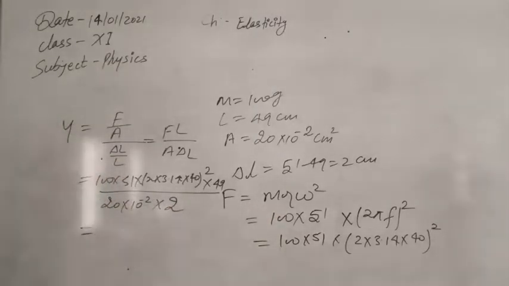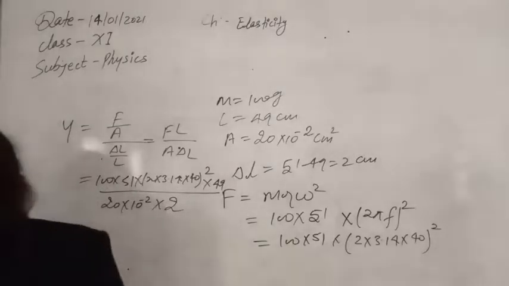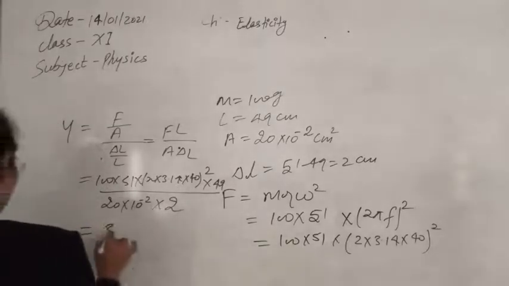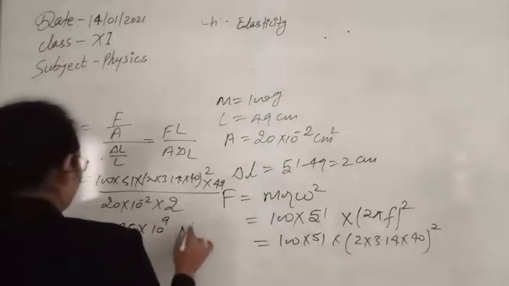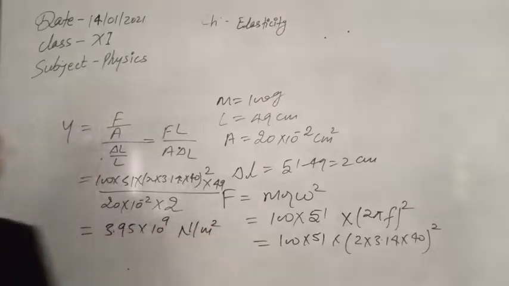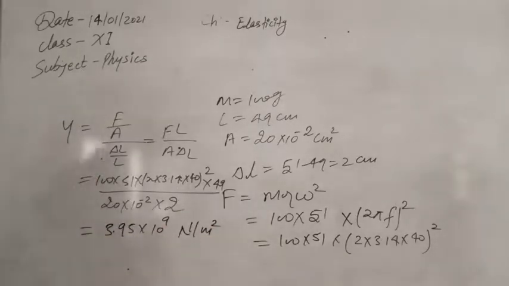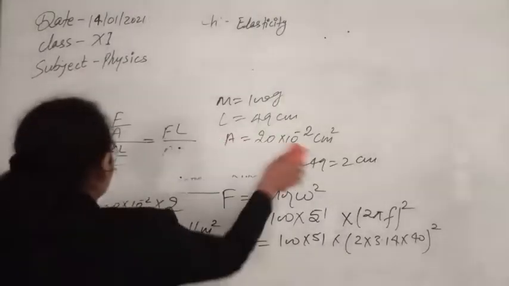So you can calculate it by putting all the values, and after calculation this whole value is obtained as 3.95 × 10^9 Newton per meter square. The first reading you will get, or after calculation, convert it into the terms of Newton per meter square. This is our answer.